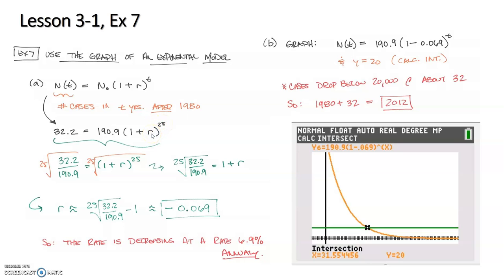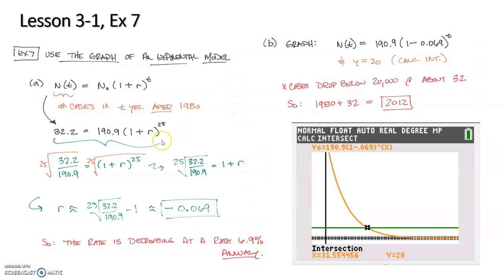Now solving for r is not too bad. For one, we're able to just algebraically divide both sides by 190.9. When you see the 1 plus r raised to the 25th power, you know you can take the 25th root of both sides. So that might look a little crazy, but that's just some crafty calculator work. Thankfully, that is not something that you have to do by hand, but it did remove the radical. All right, and so once you do that, you get a negative 0.069 or a negative 6.9% annual rate of decline in the cases of chickenpox.